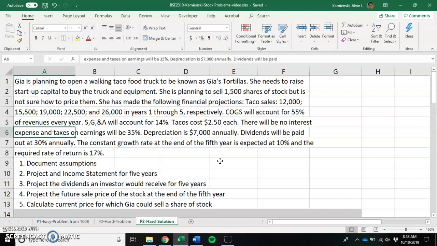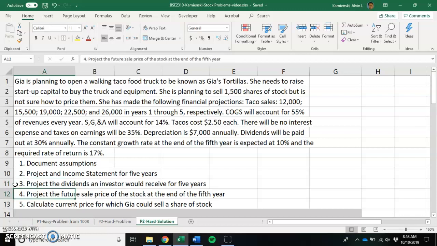So the way that I'm attempting to assist you in constructing the answer for this problem is to lay it out in a very orderly fashion, where the first thing we'll do is read through the problem and document all our assumptions. We will then use the assumptions to project whether or not GIA will be profitable, as measured by the income statement, over 5 years. Once we determine whether or not she's profitable, then we can estimate what profit sharing or dividends investors would be able to receive if GIA's business actually made a profit that could be shared with them.